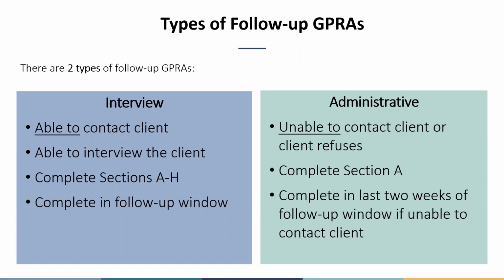But we do ask that you attempt, as a best practice, to contact clients throughout the follow-up window, starting early in the window, up to about 10 times if needed. And if you're unable to contact the client within the last couple of weeks of the window, then complete the administrative follow-up GPRA.